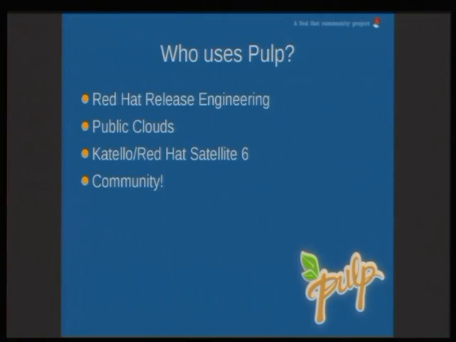Pulp is also in public clouds. So if you have ever used an EC2 image on Amazon, and if you have ever done yum install something, you pull this content from Pulp. Katello, which is the upstream project for Red Hat Satellite 6, uses Pulp, and obviously our lovely community.